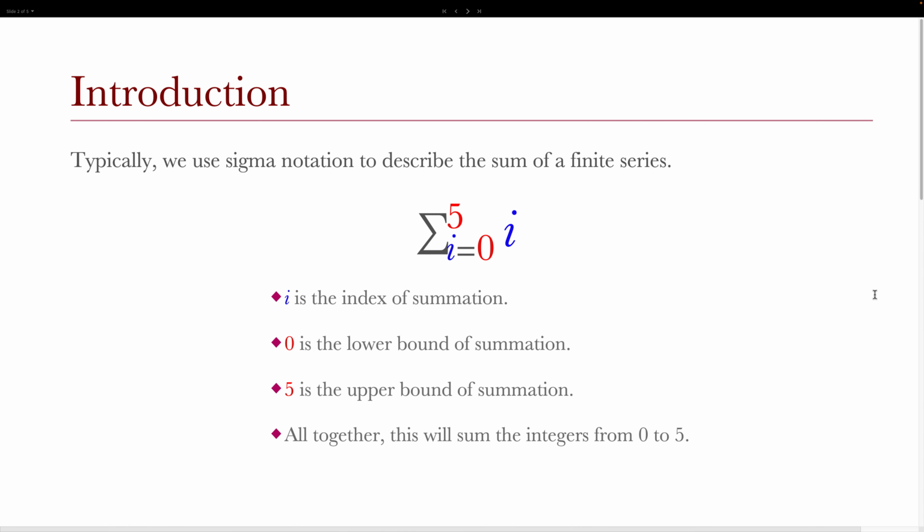So to get started, we have to go over sigma notation, which is what we use to describe the sum of finite and infinite series. Here, we have an example of a finite series written using sigma notation. The i in this expression is the index of summation, whereas the 0 and 5 are the lower and upper bound of summation. Altogether, this expression describes the sum of the integers from 0 to 5.